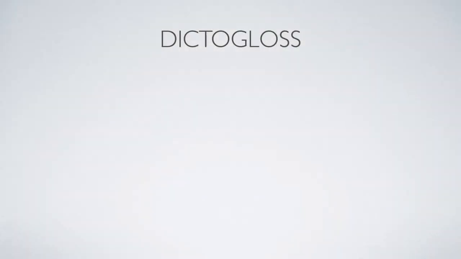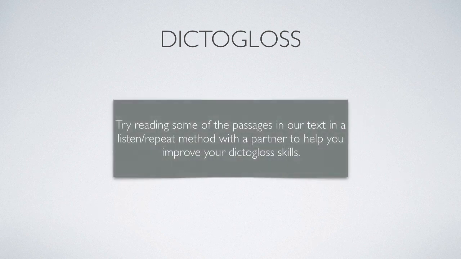As always, we will do our DICTOGLOSS again next class. If you are not seeing much progress in your skills, try doing some reading of our textbook. You can do some practice with a friend. One person reads the text, and the other person listens and repeats.